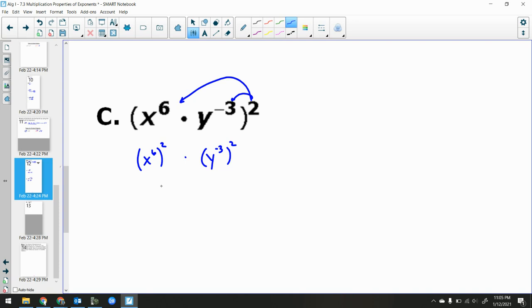X to the 6th to the 2nd is x to the 12th. Y to the negative 3rd to the 2nd is y to the negative 6th. This is where we multiply those exponents. Now, I cannot leave this negative exponent on the y, so the x is happy where it is on top. The y moves down to the denominator, making it a positive 6 power. And that's my answer.